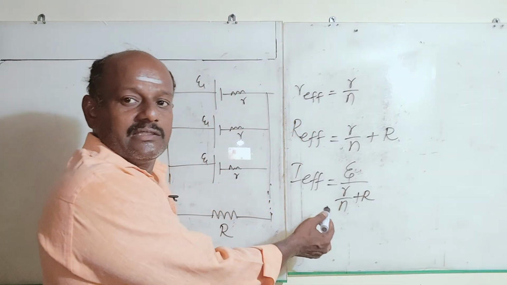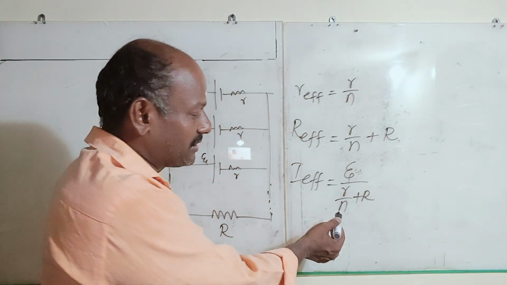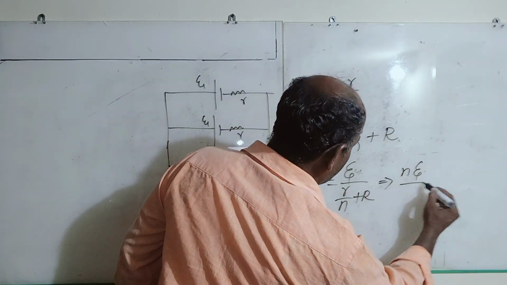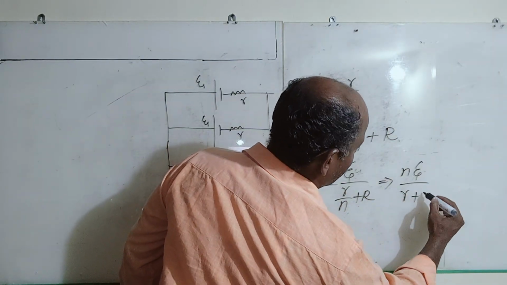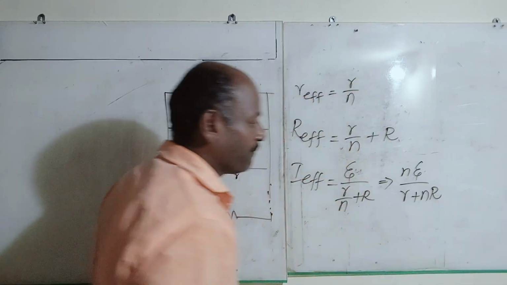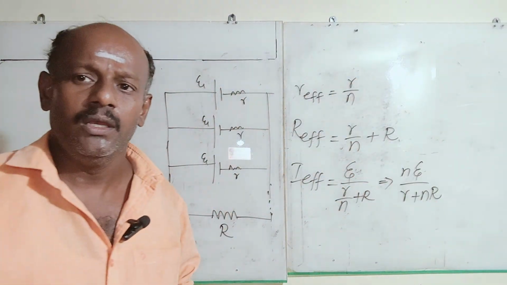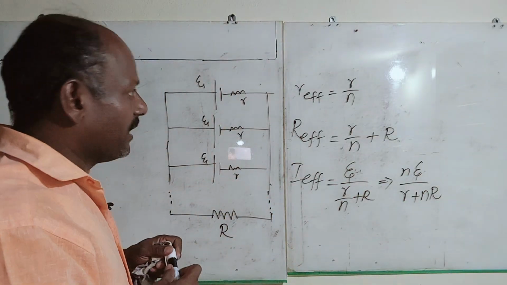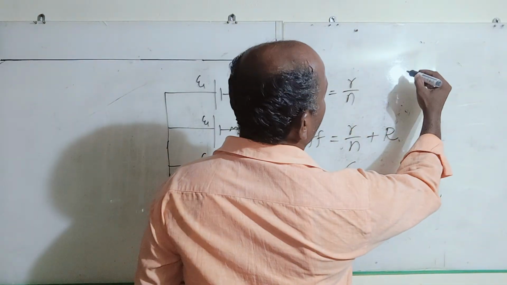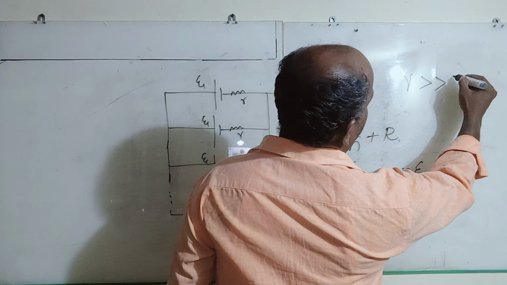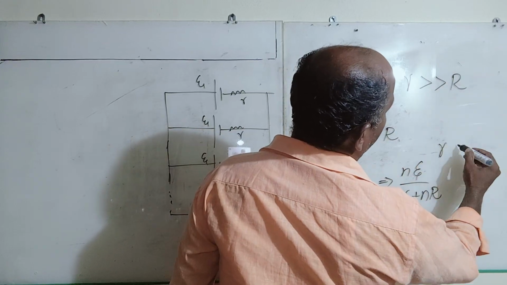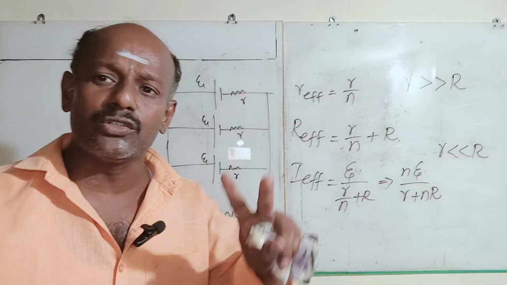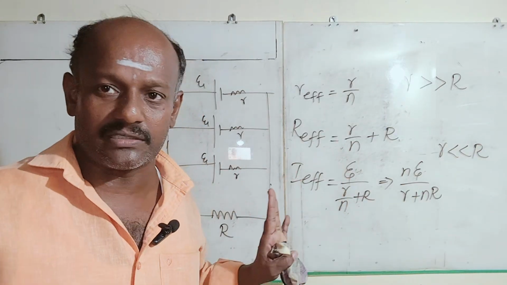Suppose if I take an LCM and rearrange this equation, I will get this equal to N times E divided by R plus N times capital R. Now once again, I am going to use the same strategy. What may happen when small r is much greater than capital R, and when small r is much smaller than capital R? These are the two options we are going to discuss.